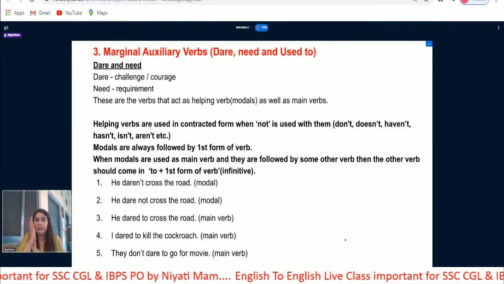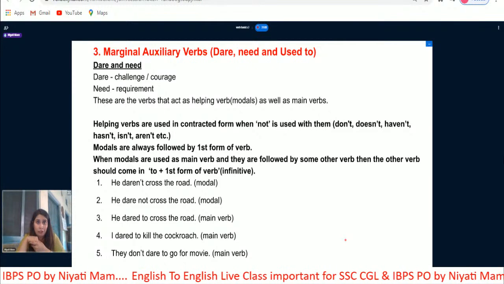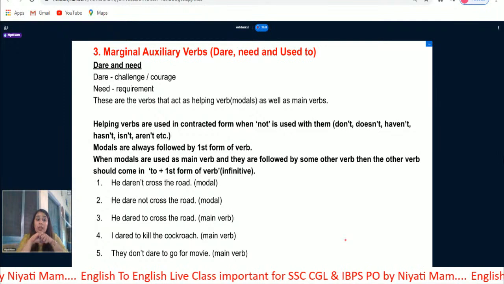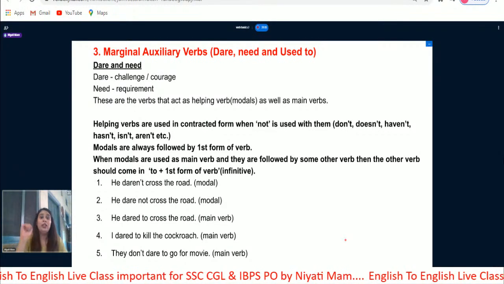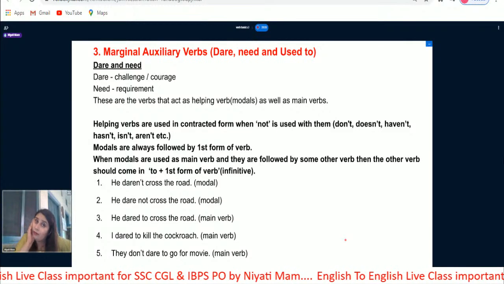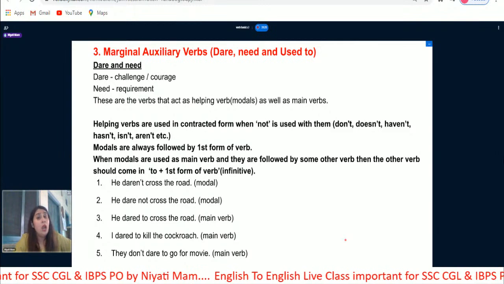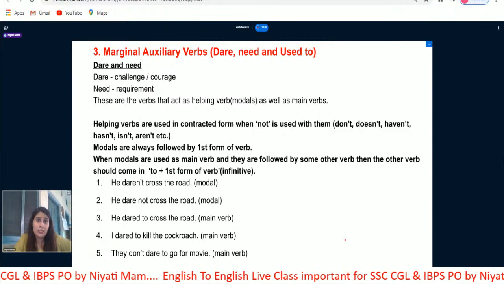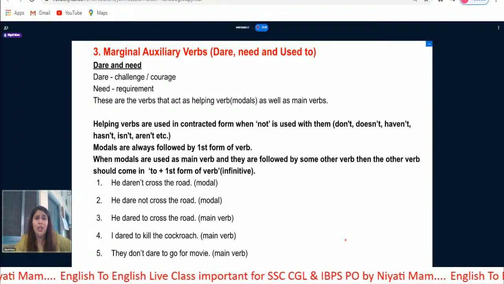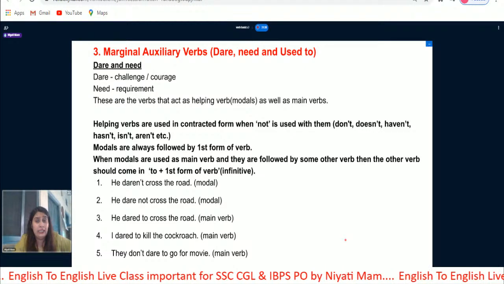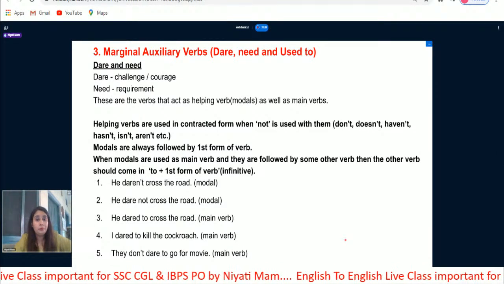Now, dare and need. These are the auxiliary verbs which can work as helping verbs as well as they can work as a main verb, right? Now, dare means to challenge someone. How dare you to talk to me in such a bad tone? How dare you to accept his message? That means how courage to accept his messages. Need means requirement. I need a new bag for my office.